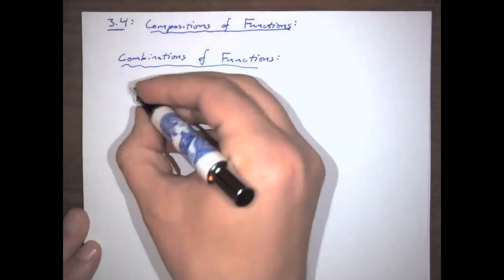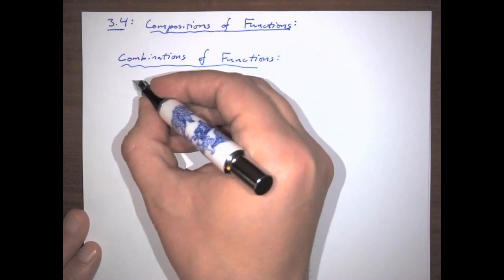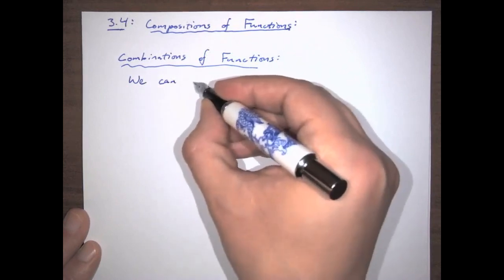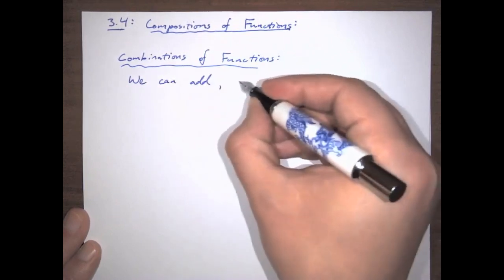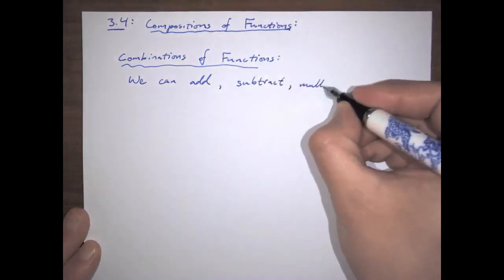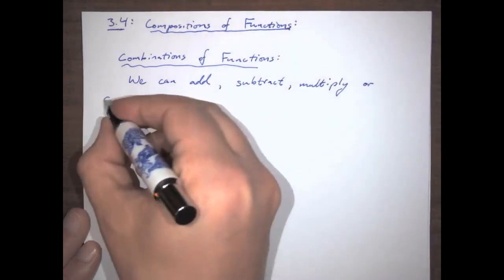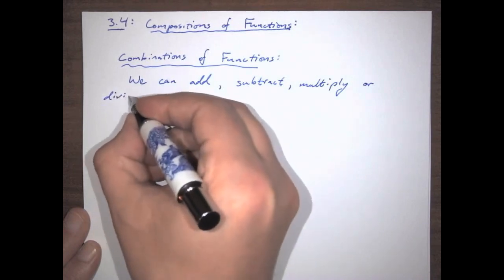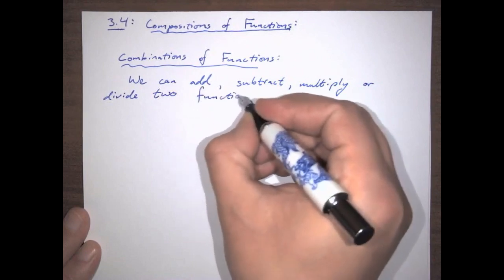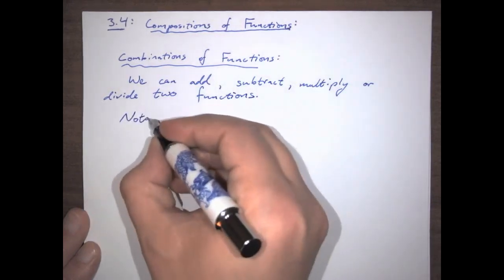And we can basically just add, subtract, multiply, or divide two functions by doing that to their formulas. And the notation that we use here would be like this.